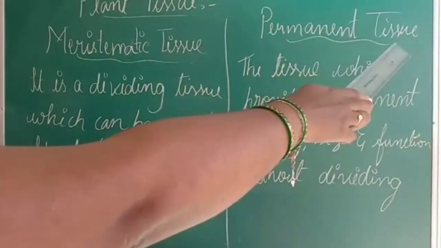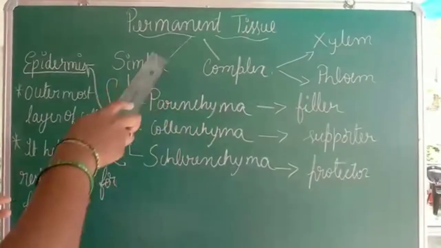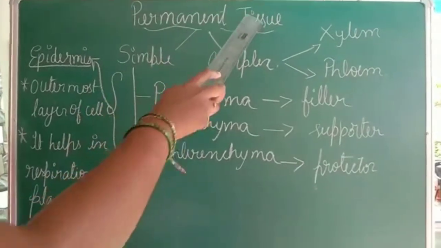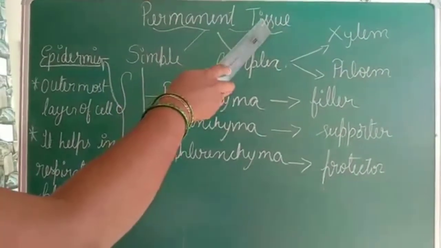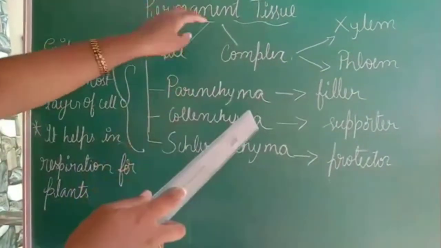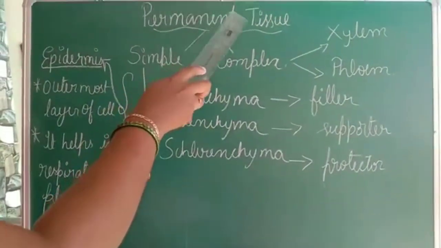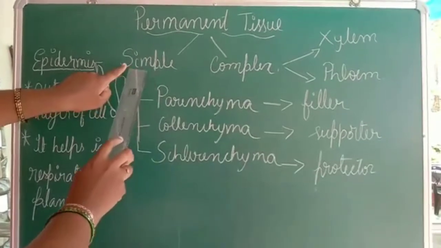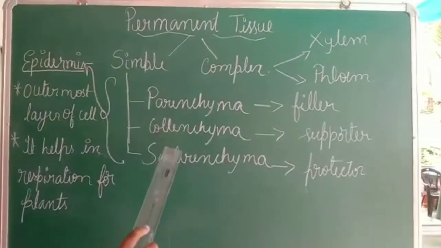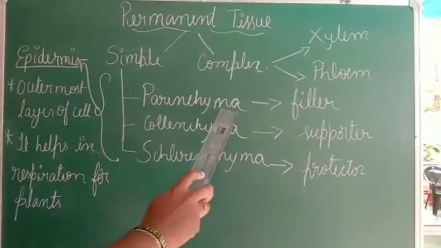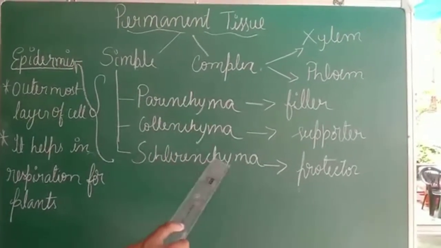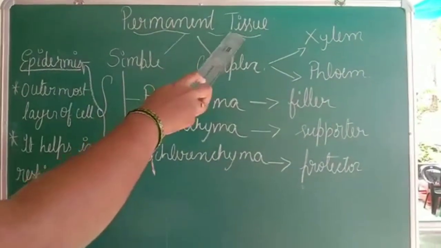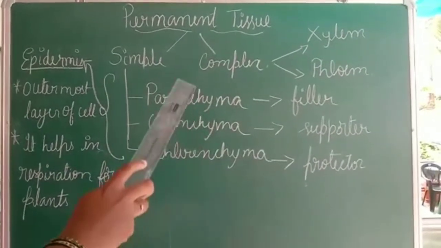Permanent tissue can be classified further into two different types: simple permanent tissue and complex permanent tissue. Simple permanent tissue can be classified into three varieties: parenchyma, collenchyma and sclerenchyma. All three are present in the plant's body itself.